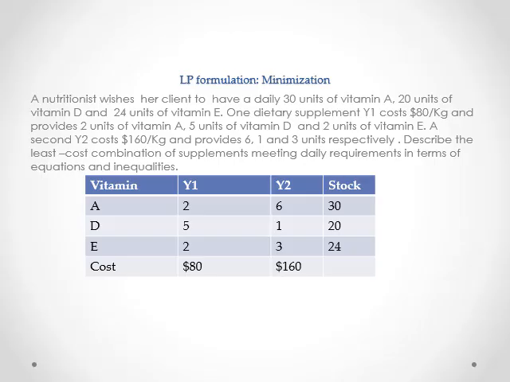What does that mean? That means the nutritionist has a total of 30 units of vitamin A, a total of 20 units of vitamin D, and 24 units of vitamin E. This is the stock available for the nutritionist.